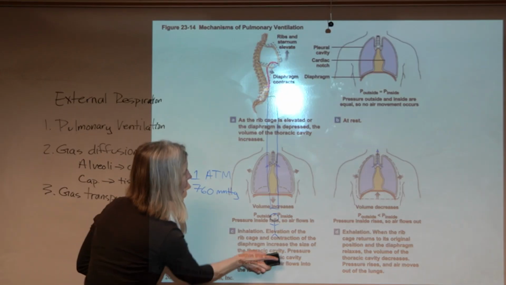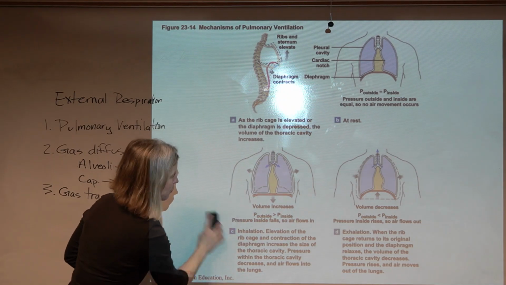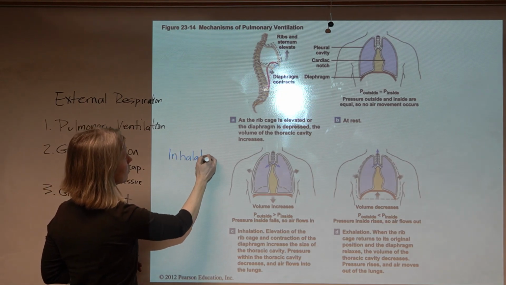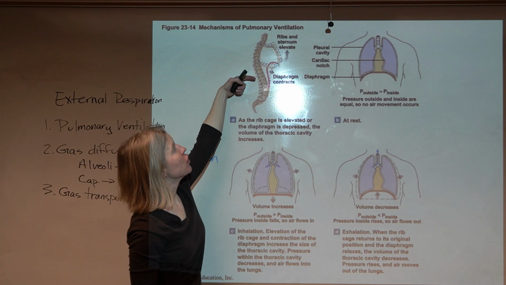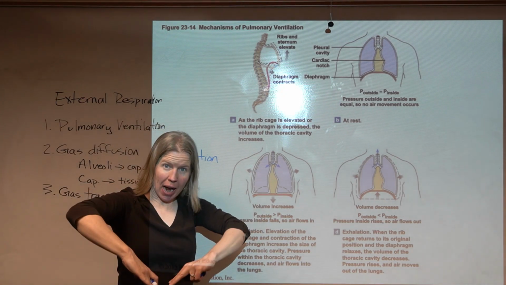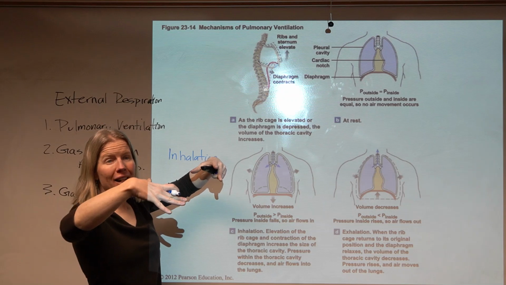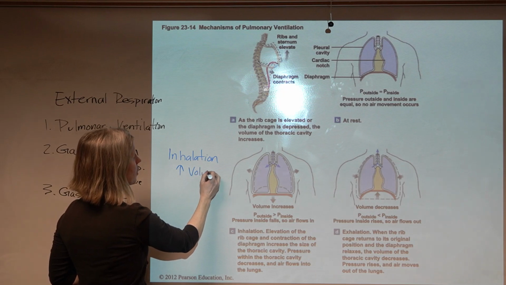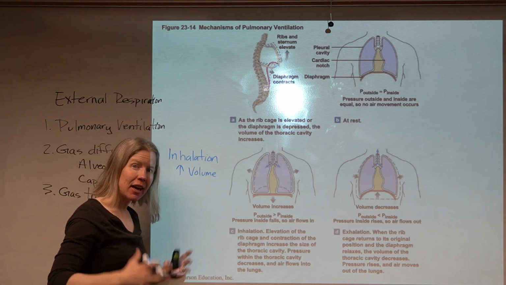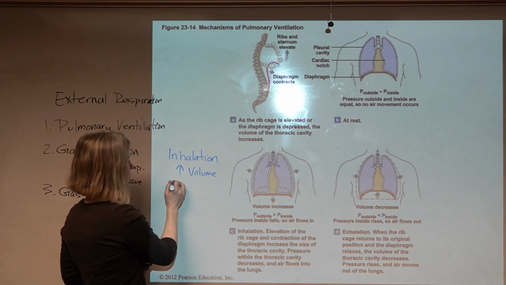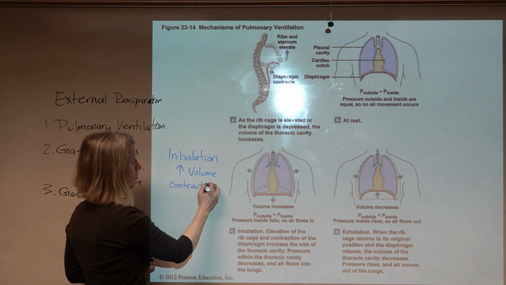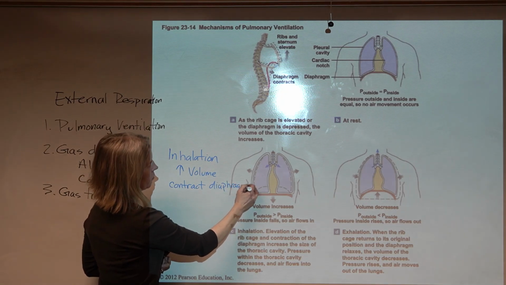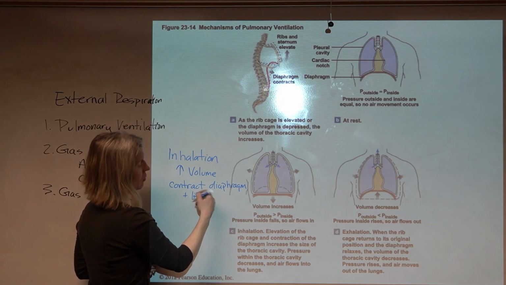So when we talk about inhalation on this side here, notice what happens. The diaphragm that's up here contracts, and the ribs and sternum elevate. That increases the volume. How? By contracting the diaphragm and lifting the ribs, lifting the thoracic cage.